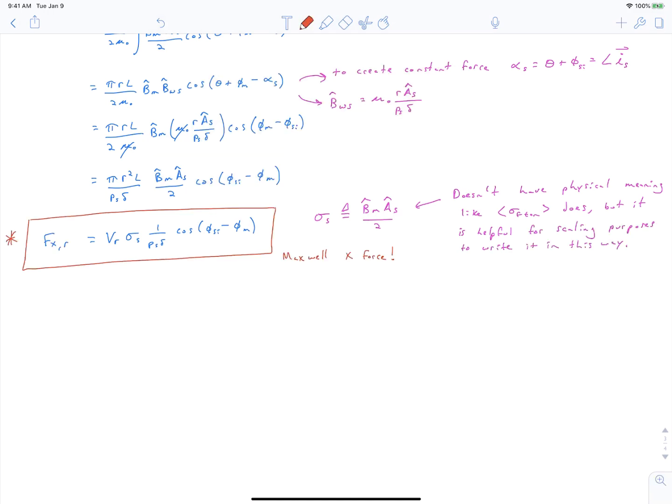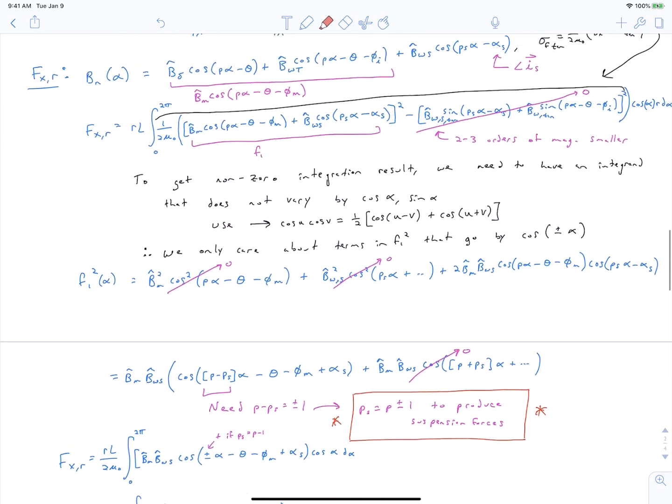So we finally end up with this expression that I've put in the red box here, which is that our Maxwell force is equal to the volume of our rotor times this quantity that we've defined as sigma s on the right side, times 1 over our number of suspension pole pairs times our air gap length. Remember, delta is our air gap length, times the cosine of the difference in these angles, where phi SI we had just defined up here for our current space vector, and the phi m angle came from back here.